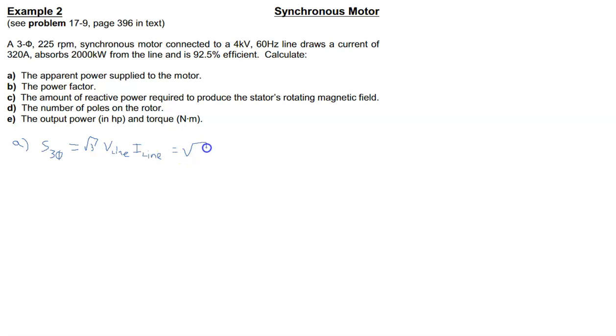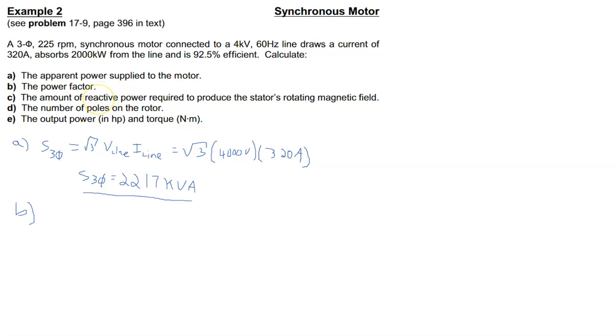So root 3, our V line, 4 kV or 4,000 volts. And our measured current, 320 amps, gives us S three-phase is equal to 2,217 kVA. Now we could of course write that as 2.217 MVA or 2.22 MVA, I suppose. In any event, I wrote it as 2,217 kVA.